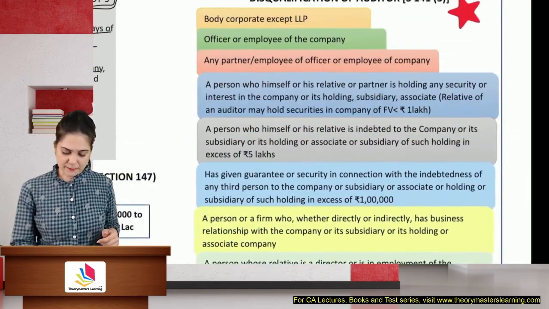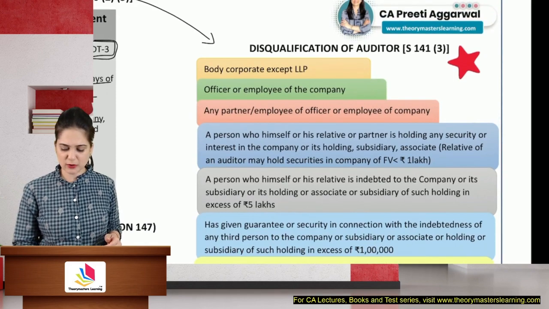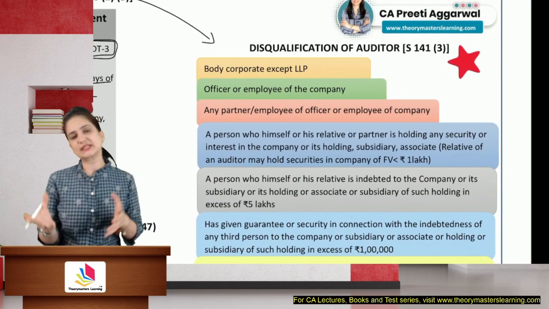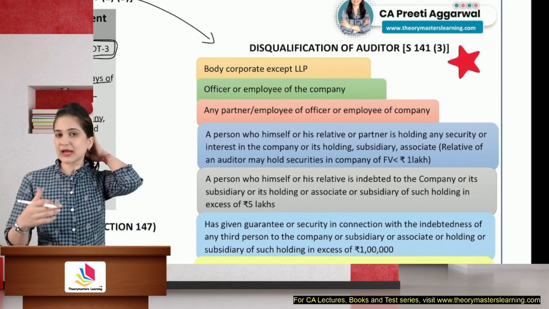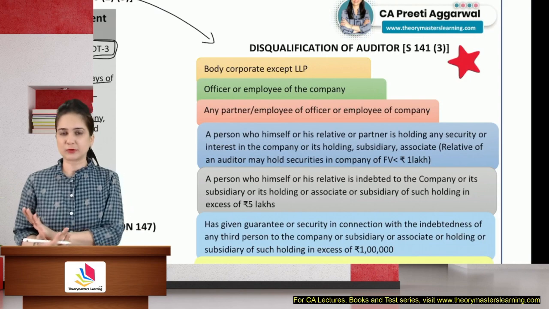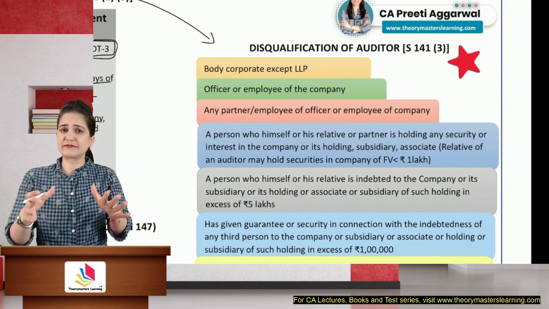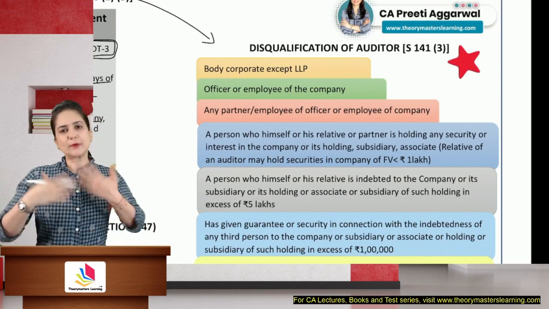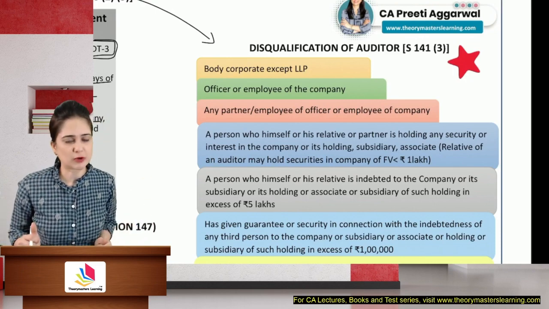Disqualification of auditor. Under these circumstances, you cannot appoint that person or a firm as auditor of your company. This disqualification may be at the time of appointment, or it may be attracted after appointment. It is possible that the person is disqualified, therefore we did not appoint him. Or it is possible that the person was appointed and then later he contracted the disqualification.